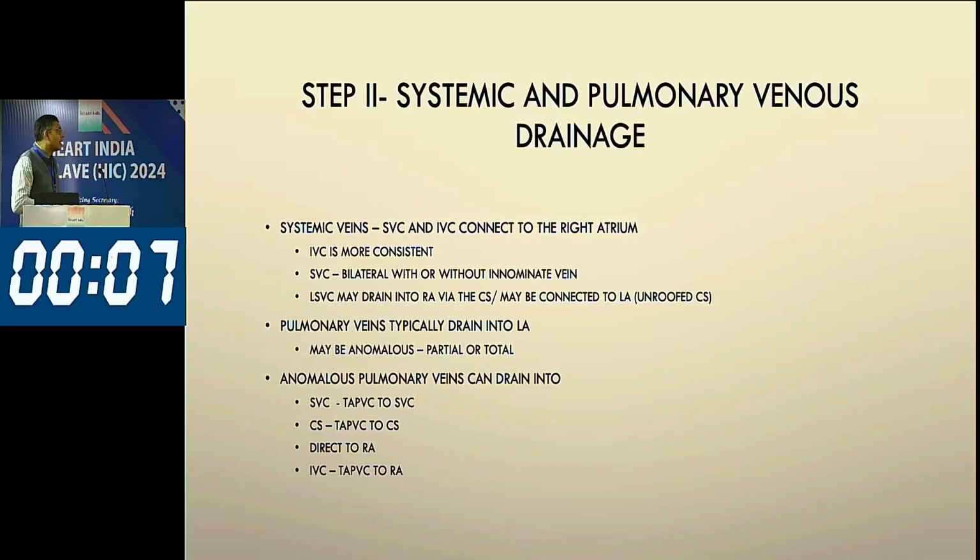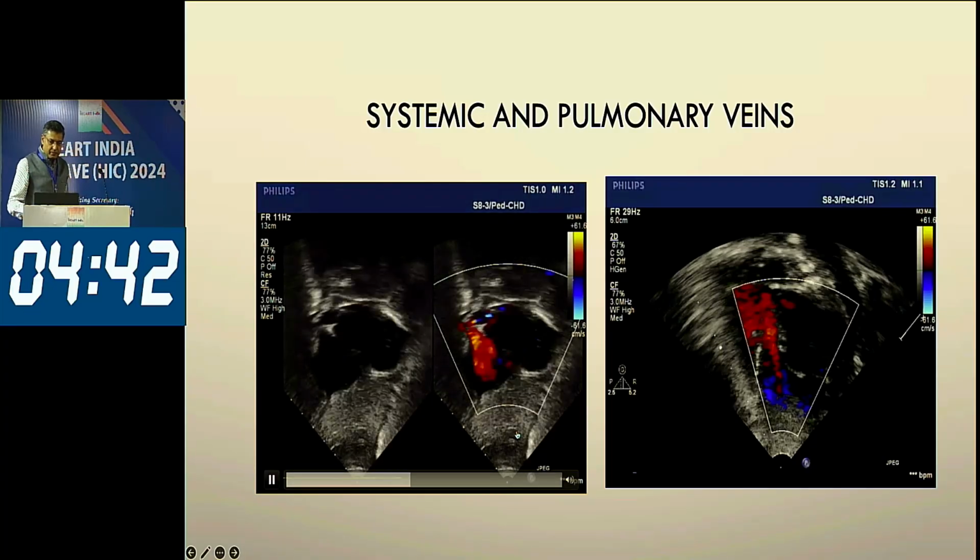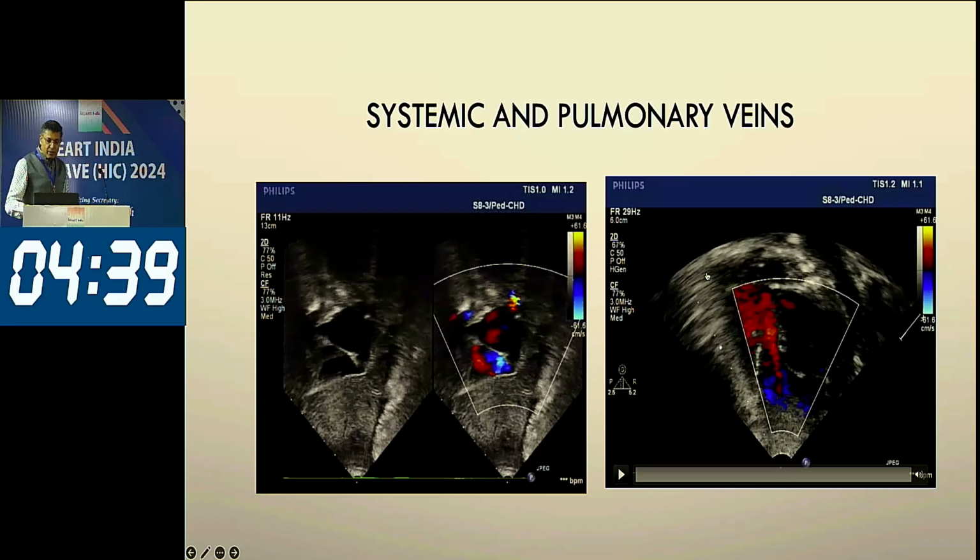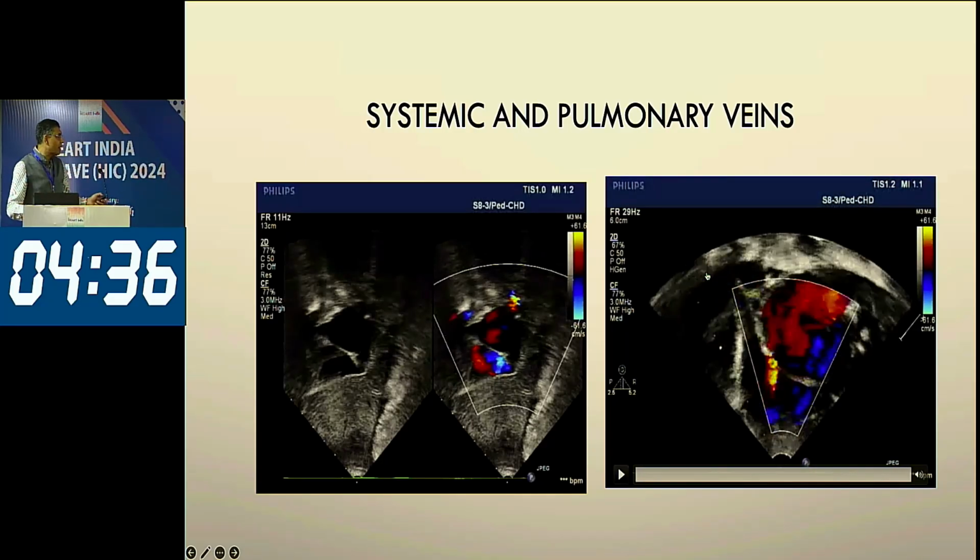Then the second step is identification of systemic and pulmonary venous drainage. For systemic venous drainage, the superior vena cava and inferior vena cava are connected to the right-sided atrium. Whereas the IVC is more consistent, the SVC may be bilateral. Pulmonary veins typically drain into the LA, but may be anomalous. So anomalous pulmonary veins can drain into the SVC, TAPVC to the CS, to the RA, etc. Here is normal situs solitus with normal pulmonary and systemic venous drainage. You can see the SVC coming from above, while the IVC connects from below.